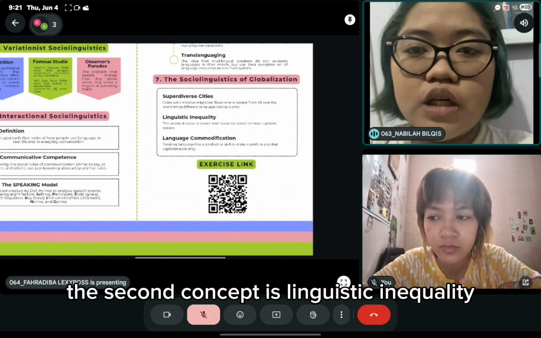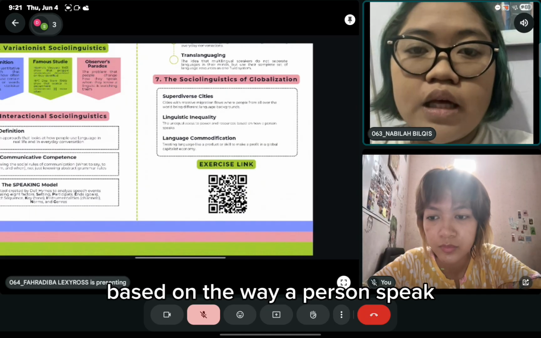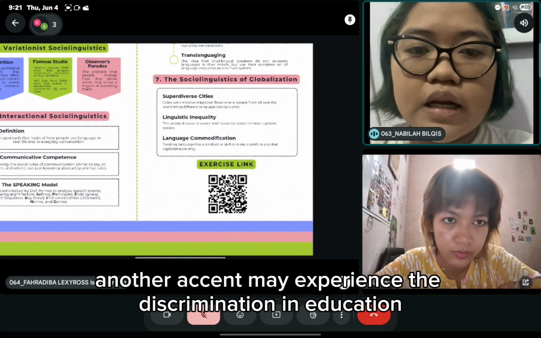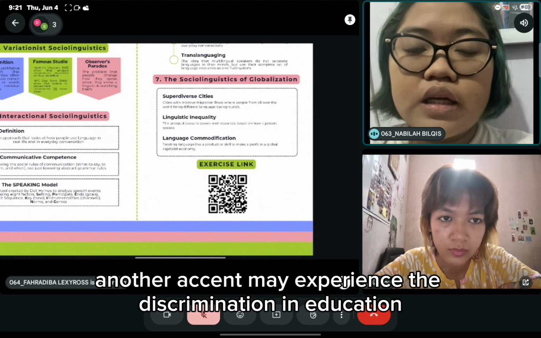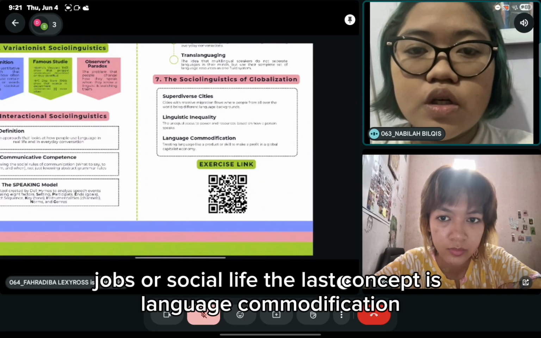The second concept is linguistic inequality. It refers to unequal access to power and resources based on the way a person speaks. Because of this linguistic inequality, people who speak with another accent may experience discrimination in education, jobs, or social life. The last concept is language commodification.